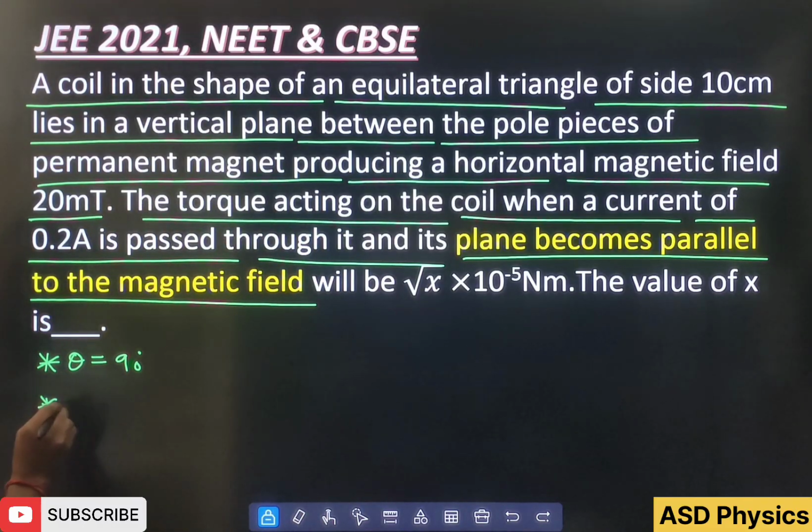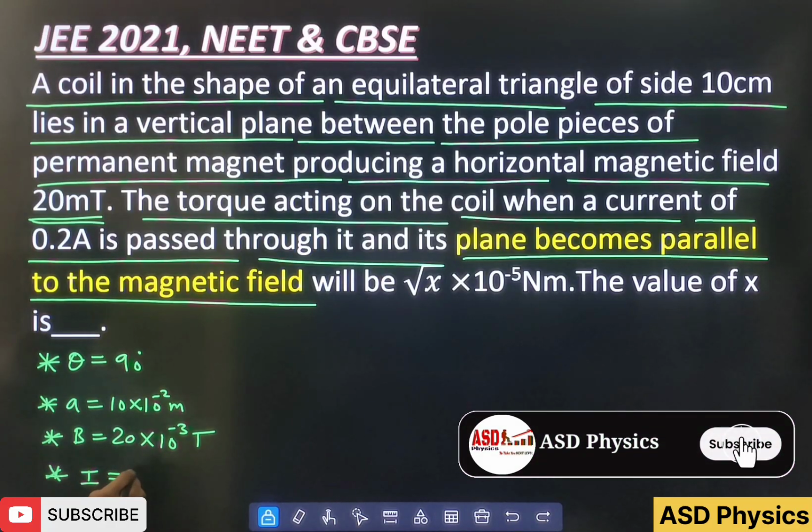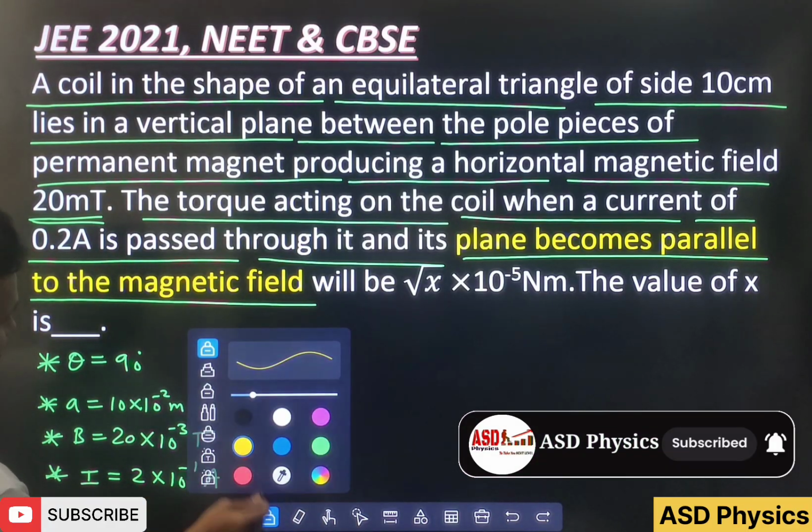After that, let's see the other data. Equilateral triangle of side, how much is given here? The side of the triangle is 10 centimeter, that means 10 into 10 to the power minus 2 meter. The magnetic field is given here, 20 millitesla, that means 20 into 10 to the power minus 3 tesla. And current how much is flowing here? The current is 0.2 ampere, that means 2 into 10 to the power minus 1 ampere. This is the data.